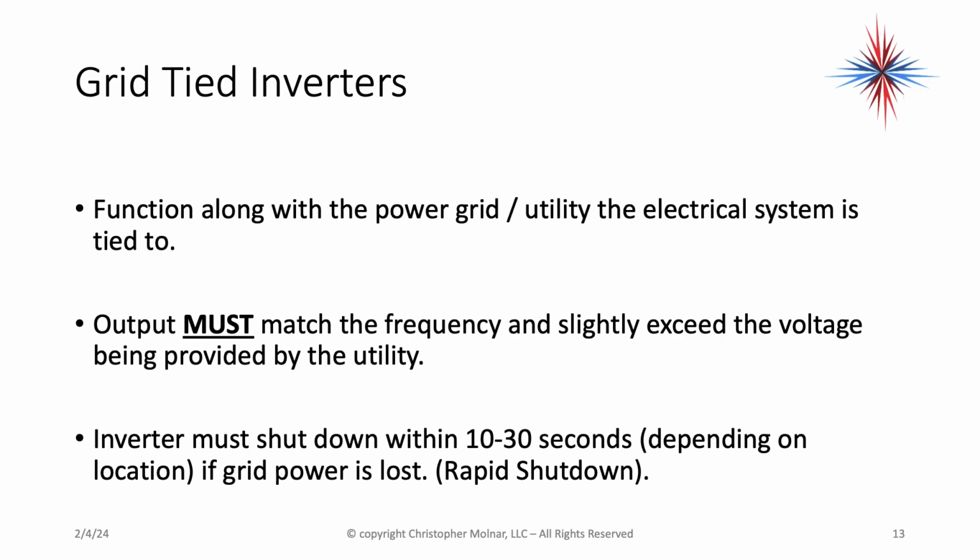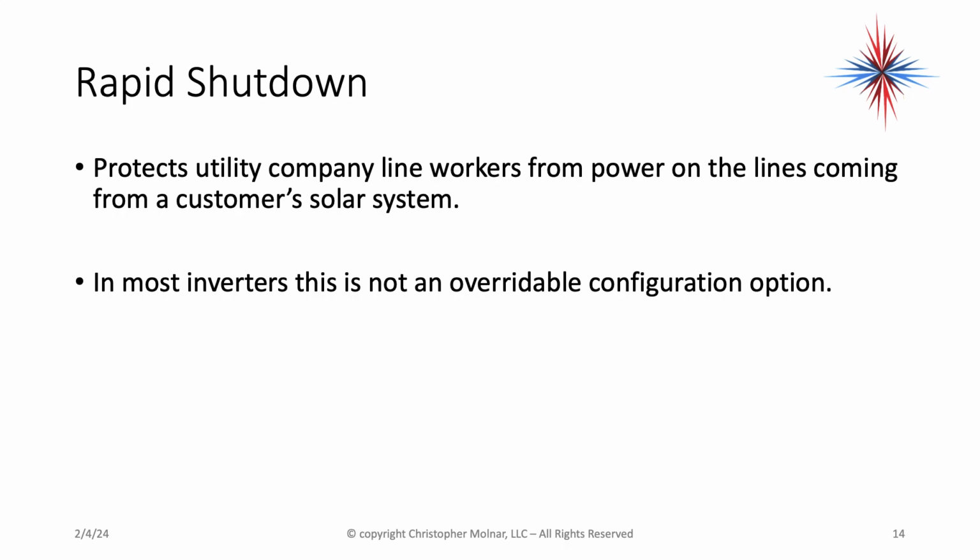Grid-tied inverters function along with the power grid and utility the electrical system is tied to. The output of the grid-tied inverter must match the frequency and slightly exceed the voltage being provided by the utility. The inverter has to shut down within 10 to 30 seconds, and that ranges depending on location, if the grid power is lost. That's rapid shutdown. The rapid shutdown protects the utility company line workers from having unexpected power on the lines coming from a customer's solar system.